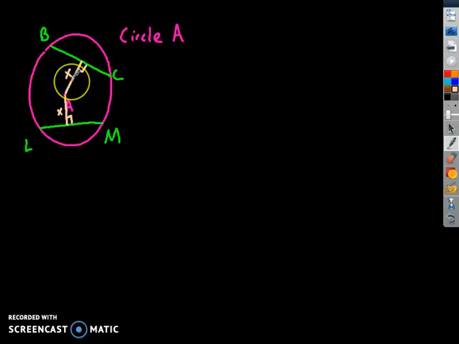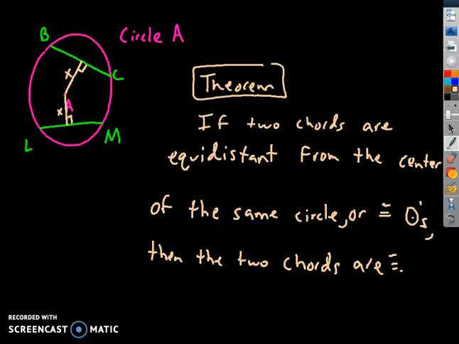But since both of those X's have to be the same, these two chords are the same distance from the center. Because the theorem says, if these two chords are the same distance from the center, then these two chords have to be congruent and the arcs have to be congruent. So that's the theorem. The theorem says if two chords are equidistant, meaning equal in distance, from the center of the same circle or congruent circles, then the two chords are congruent. And conversely, if they're congruent, the arcs have to be congruent as well. All right, so another nice theorem to have. I will copy that down as a note.